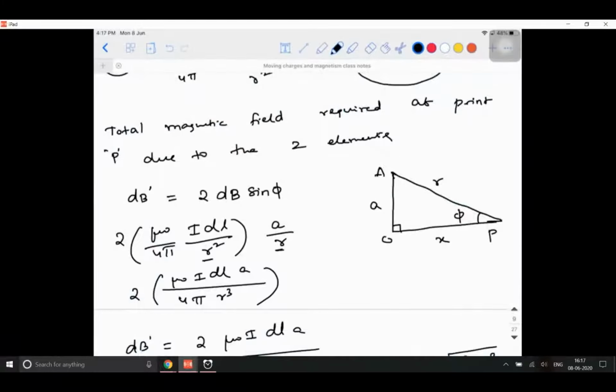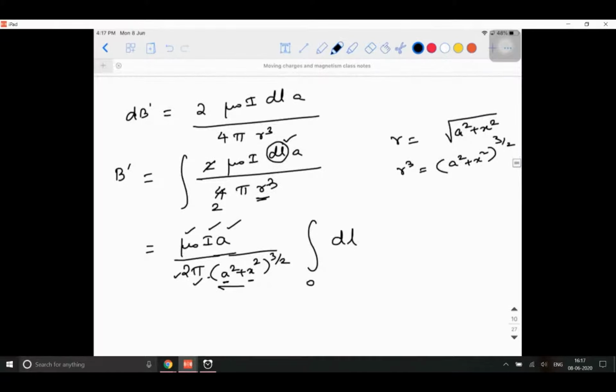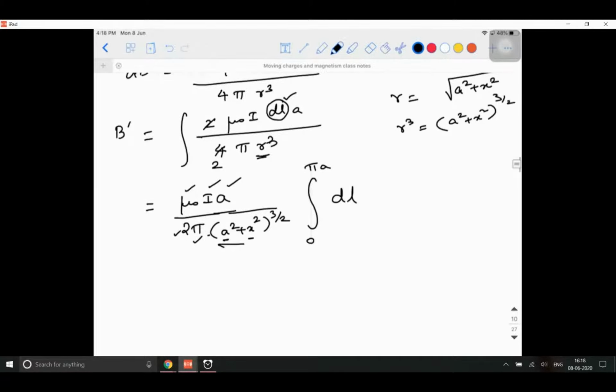So if I take it in this way, then I should write it as 0 to pi into a. Please be very careful. You will have a high tendency to write it as pi r, because we are used to radius as r, but it is pi a, because I am following the book notation. Mu naught I into a divided by 2 pi. This is the simplest integration you can do. Here nothing to do with the integration, it's all about the directions only. Integral of dl is obviously going to be L from 0 to pi a.